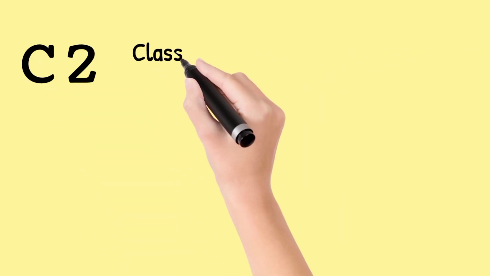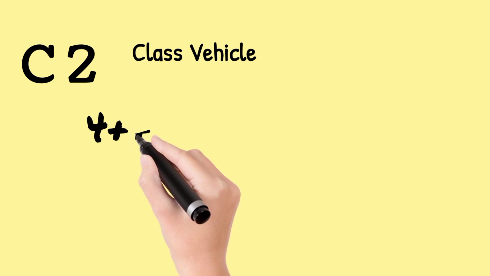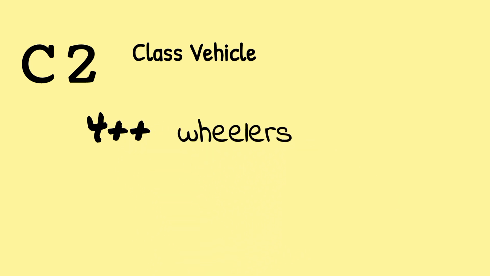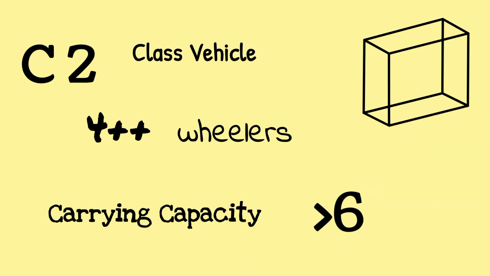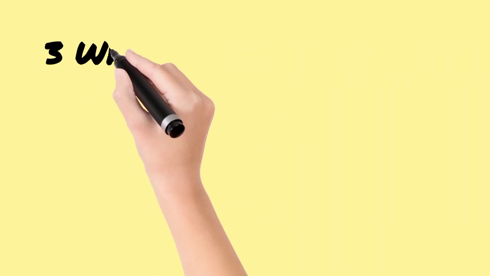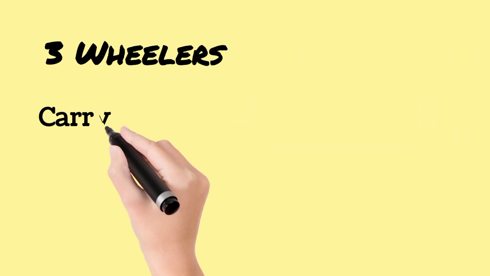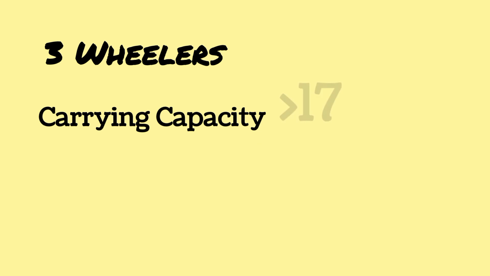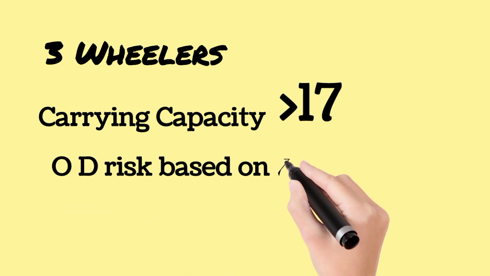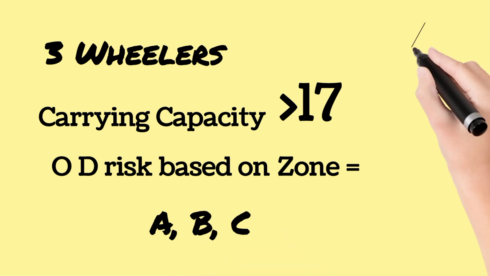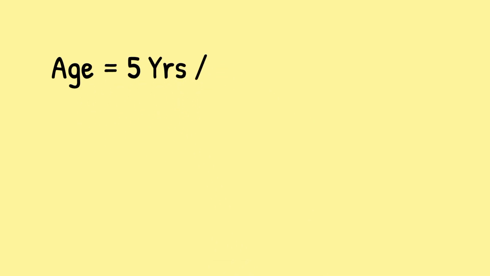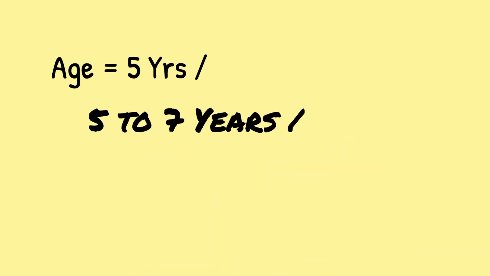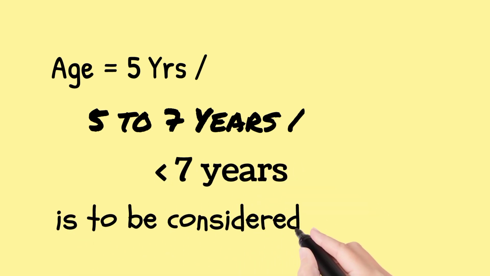C2. 4 and more wheels, carrying capacity more than 6. 3 wheelers, carrying capacity more than 17. Would the risk based on zone A, B and C. Age factor up to 5 years, 5 to 7 years, more than 7 years is to be considered.